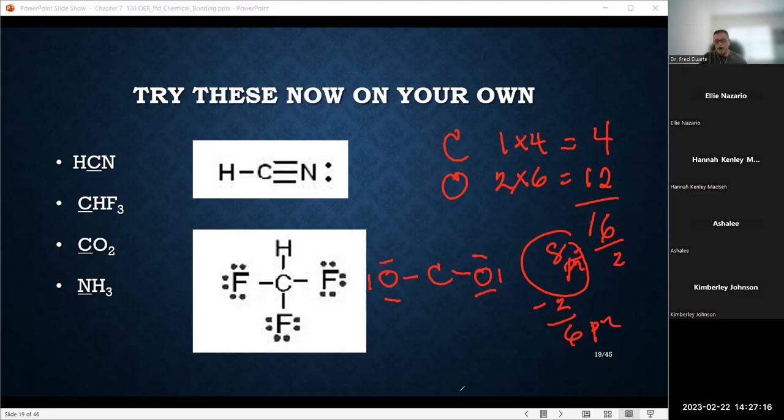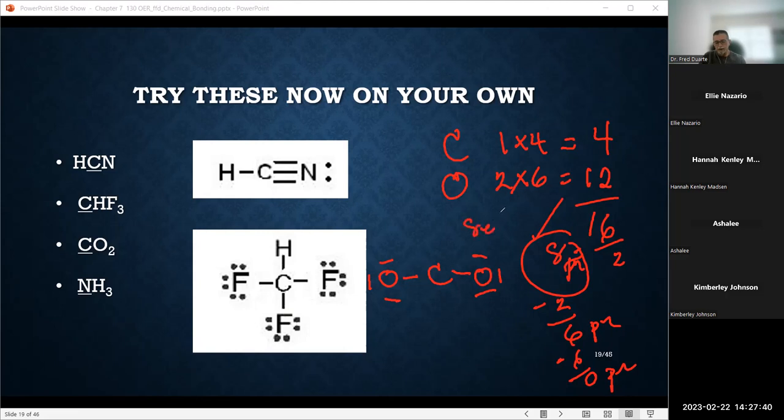So now double check to make sure you still have 8. At 6 on the oxygen, that took care of 6. I should have 0 pair left to work with. I got 6 on each oxygen, and then the 2 that are shared with the carbon, that is 8. So I'm good to go. Okay. Now we check the octet.